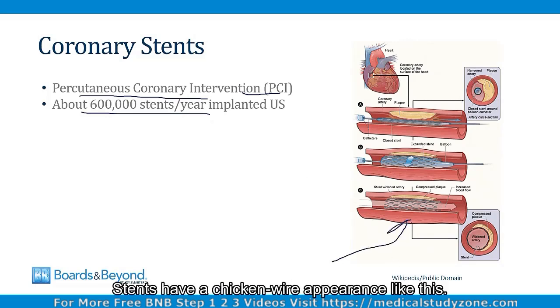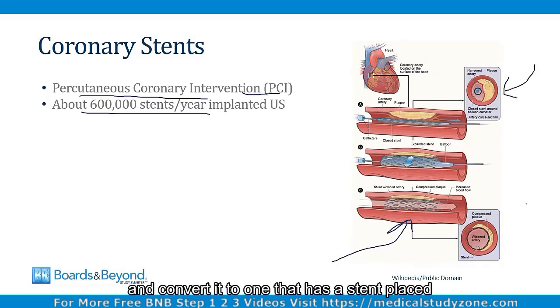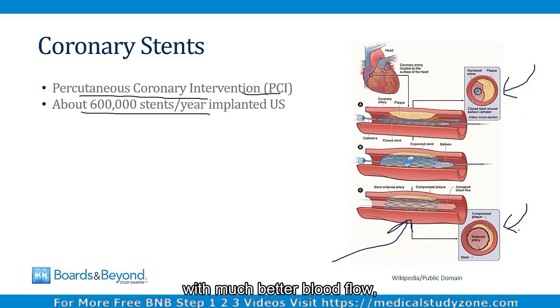Stents have a chicken wire appearance like this. They're inserted into the vessel with a balloon that is collapsed. The balloon is inflated and it expands the stent, and then the balloon is deflated and withdrawn. And the result is that you take a vessel which has a significant plaque like this one at the top and convert it to one that has a stent placed with much better blood flow, and that usually relieves angina.